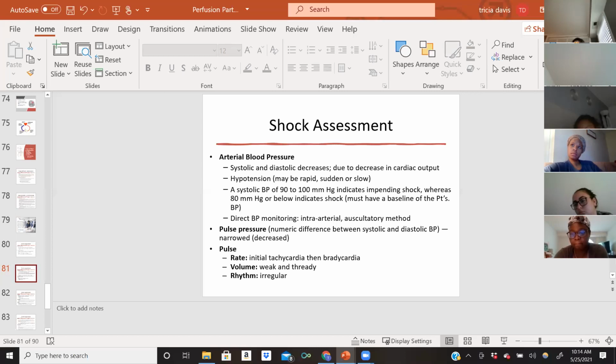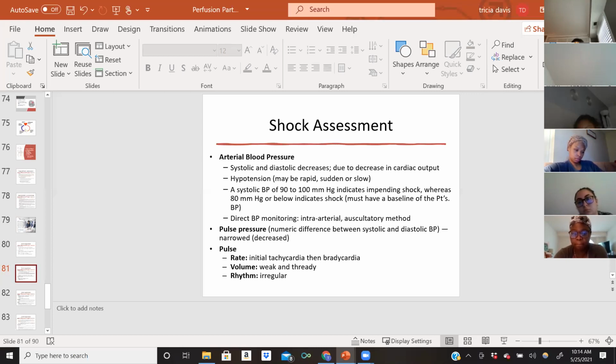We're going to monitor their pulse pressure. So remember your pulse pressure. We talked about this in fundamentals. This is the numeric difference between your systolic and your diastolic blood pressure. If that number is decreased, we say that the pulse pressure is narrowed. So these are the terms we're going to hear in the clinical setting.